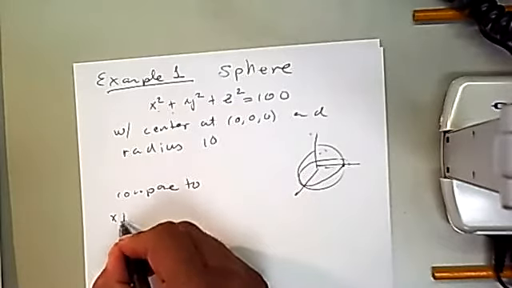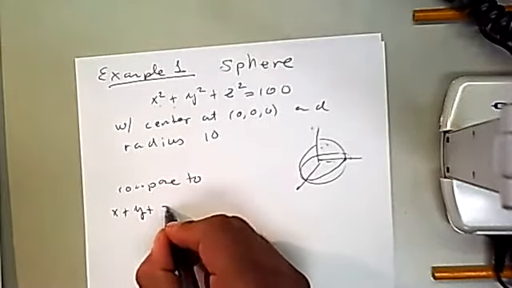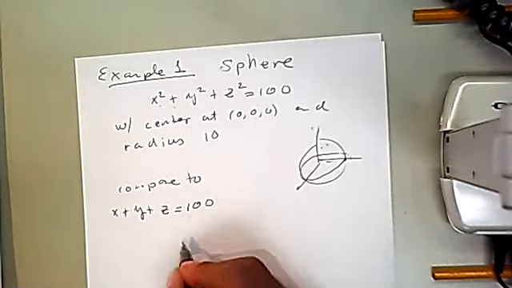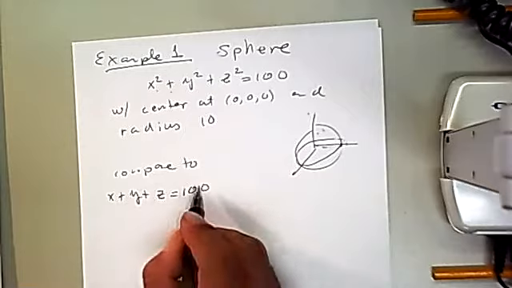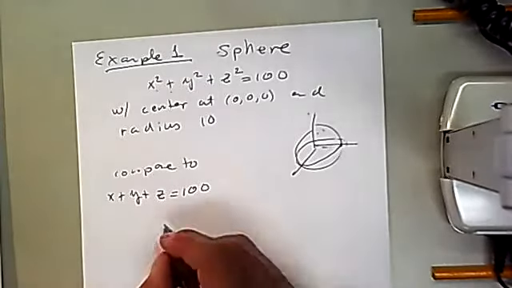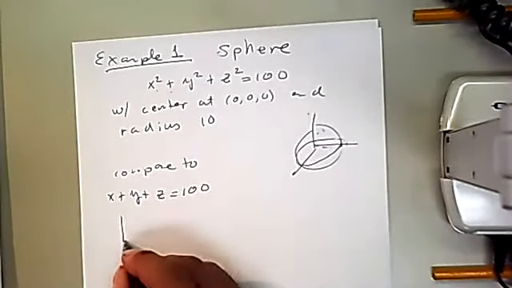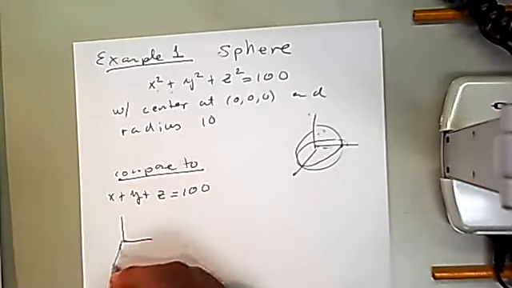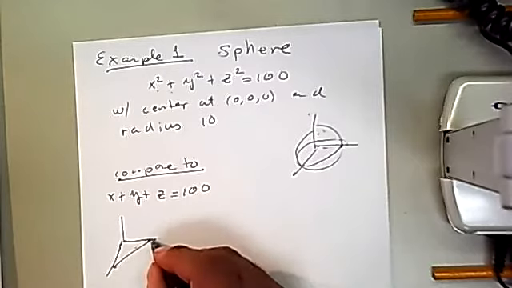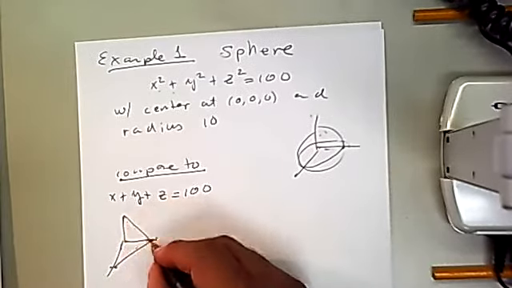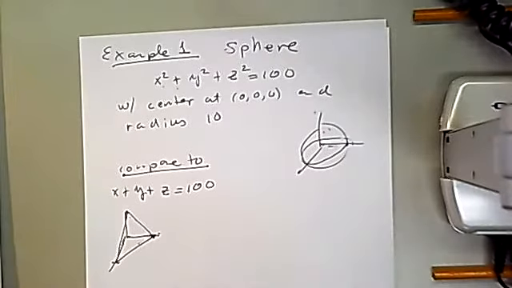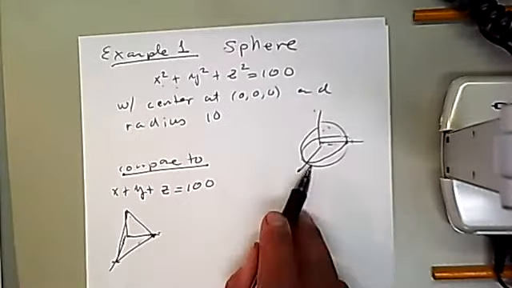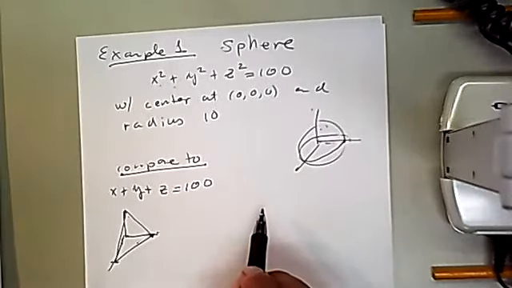Let me compare to x plus y plus z equal to 100. This is, as we know well, a plane. Let's just make sure we know, because we're comparing. So you've got the x, y, z axes, and then this is 100, this is 100, 100, 100. So it's a large plane, it's way out. And there's the plane, not to be confused with a sphere.